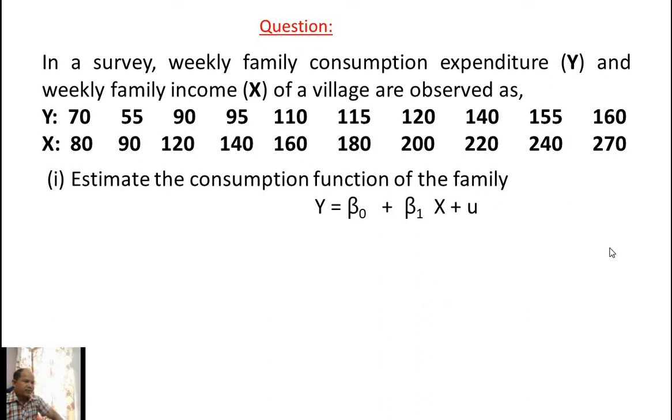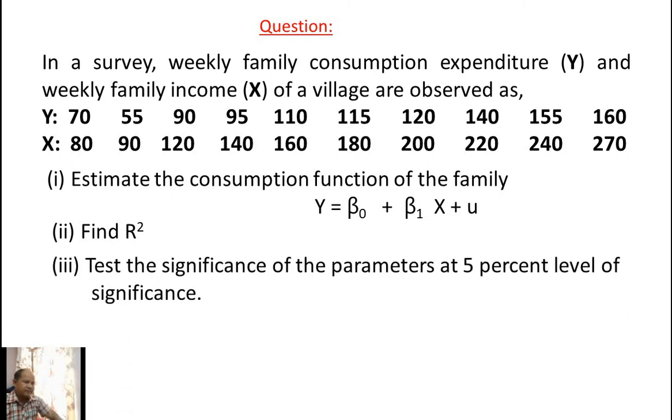Question 1. Estimate the consumption function of the family Y is equal to beta naught plus beta 1 X plus U. Number 2. Find R square. Number 3. Test the significance of the parameters at 5% level of significance. Question 4. Interpret the results.